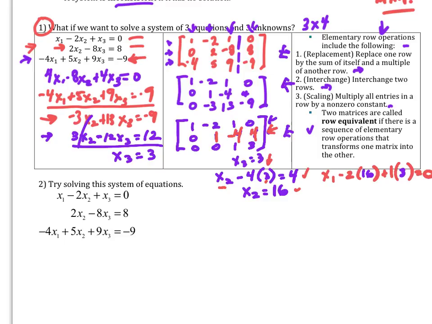Then I go over here, I can take this first equation here and plug in the 16 and the 3, and I can go ahead and solve for x1. So x1 here is equal to, that's negative 32 plus 3, which would be negative 29, bring it over. So x1 is equal to 29. All right, so then I just solved my system of equations. And what happened? I got one solution, so it's consistent with one solution.